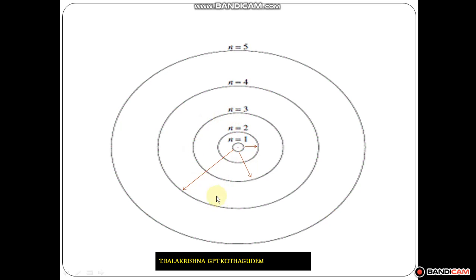So we can easily understand by observing this diagram. As the n value increases, the size of the orbit as well as the energy of the orbit also increases. That means the second orbit energy is higher than the first orbit. The third orbit energy is higher than the second orbit. It is a very important point: as the n value increases, the size of the orbit as well as the energy of the orbit also increases.